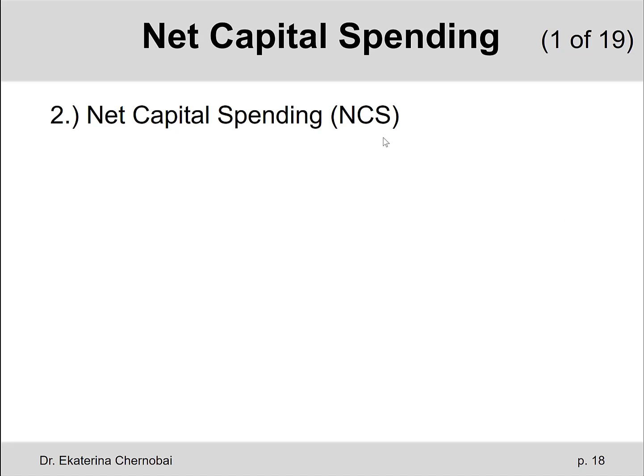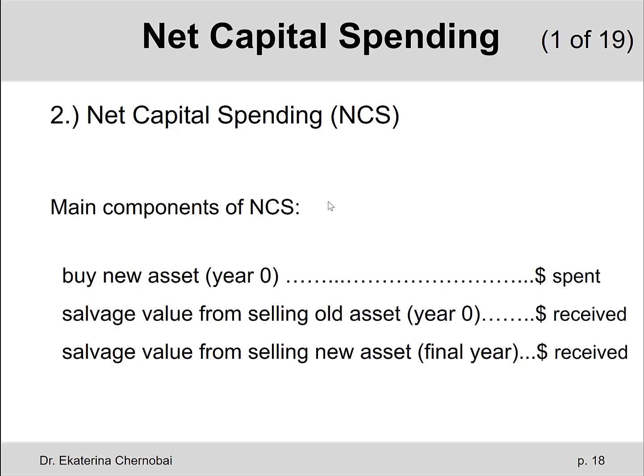Net capital spending. This is the second part of the total cash flow that we need to calculate for each year of an investment project. What are the main components? So what kind of cash flows belong into this category that we call net capital spending?